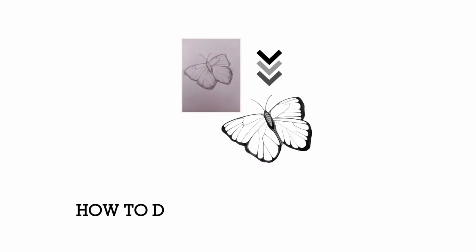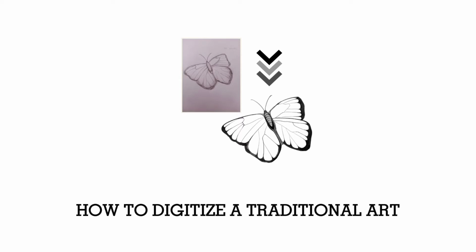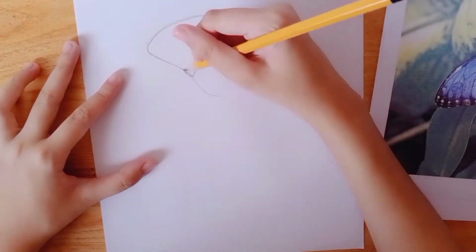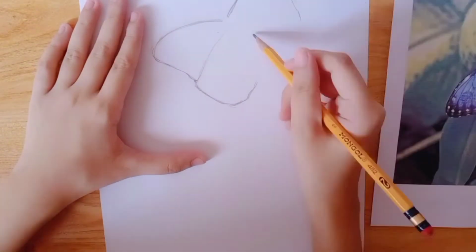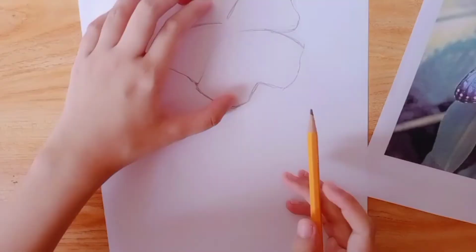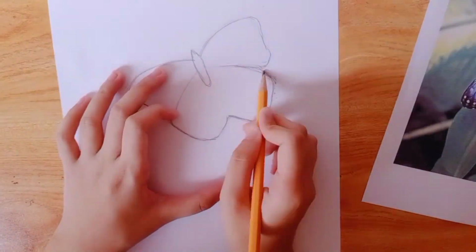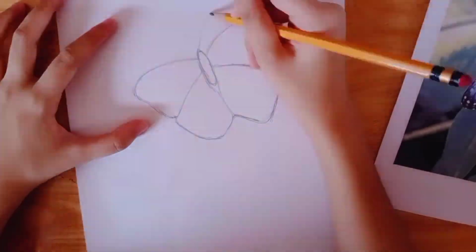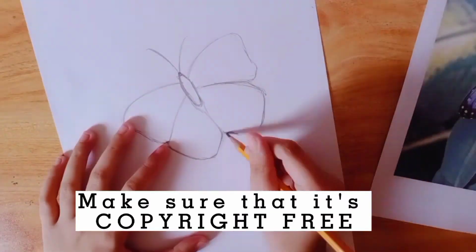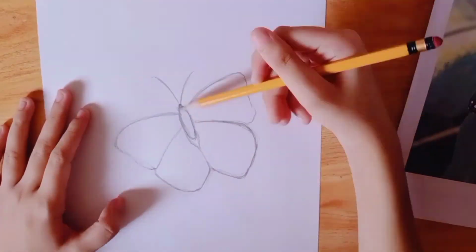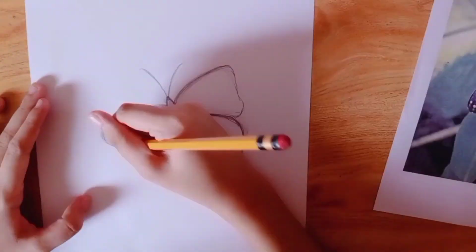Hope you'll watch the entire video so you can follow how I digitize my traditional art. First, I'm going to sketch a butterfly. By the way, I have a reference here. You can see it at the right side. You may use reference images, but make sure that it's copyright free. It will help you get better at drawing from your imagination.